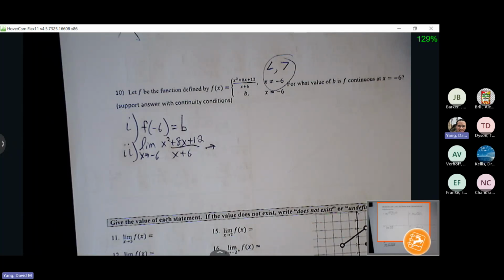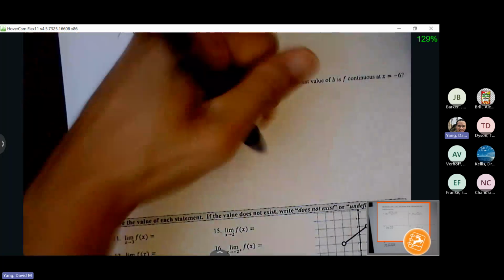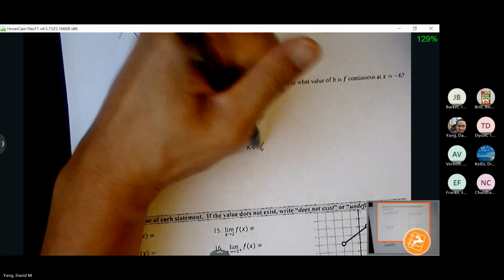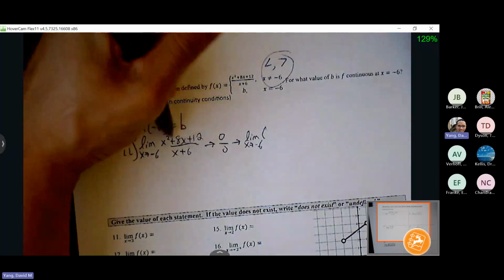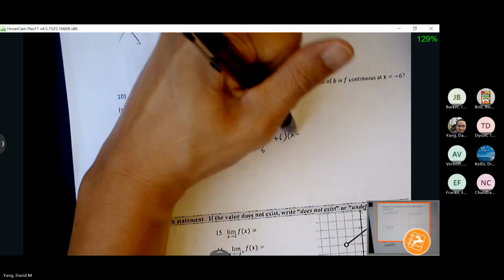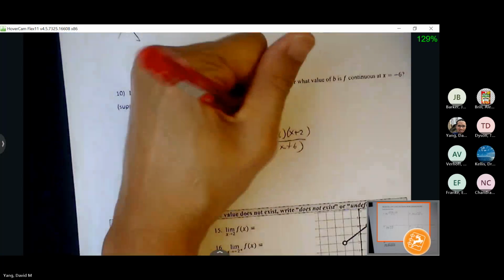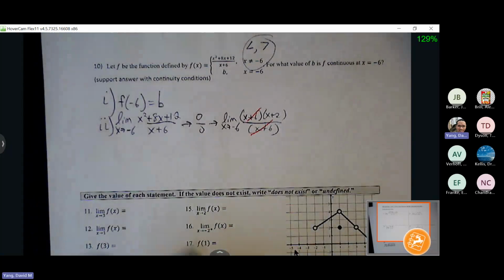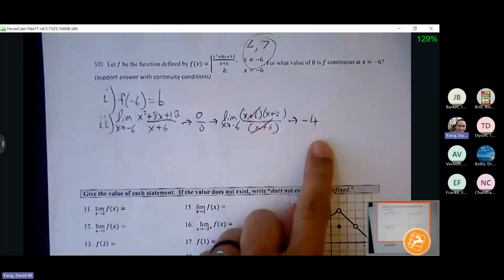So we get 36 minus 48, which is -12. -12 plus 12 is 0. So we get 0 over 0. We know there's a hole, so we keep going. And factor: multiplies to be 12, adds to be 8. Reevaluate our limits, replace -6 in for x, and we get -4. So the limit exists. We keep going.